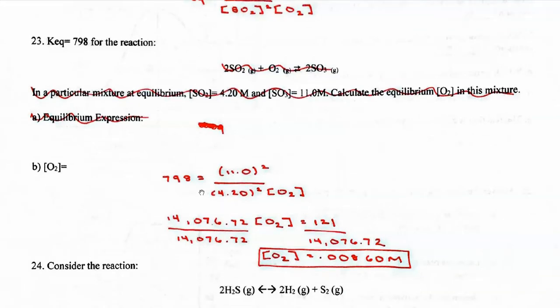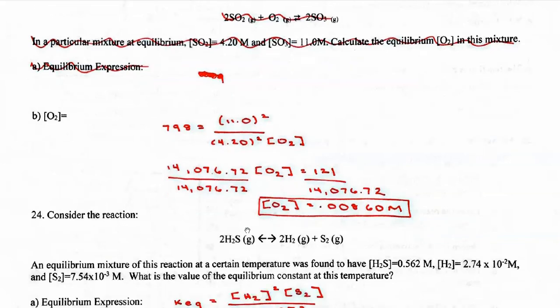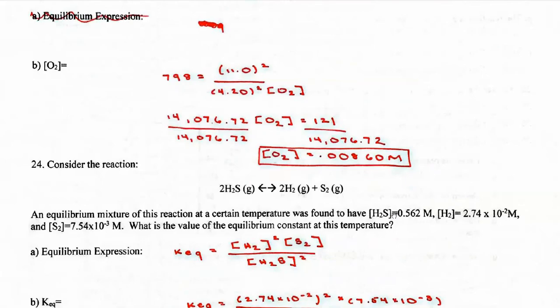So math-wise, you're going to cross-multiply. I always cross-multiply. So 4.2 squared times your O2 equals 11 squared, which is 121. Divide both sides by the 14,000, and I get 0.00860 for sig figs. And then you need units for concentration, which are molar. Remember, for KEQ, you don't have units, but for concentration, you do.